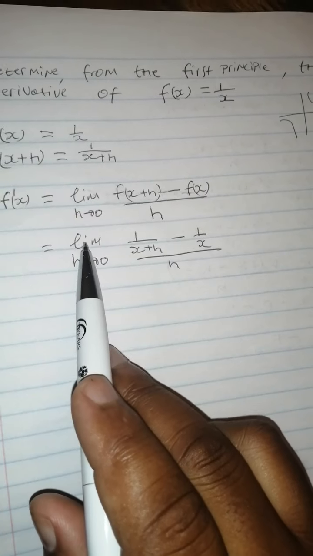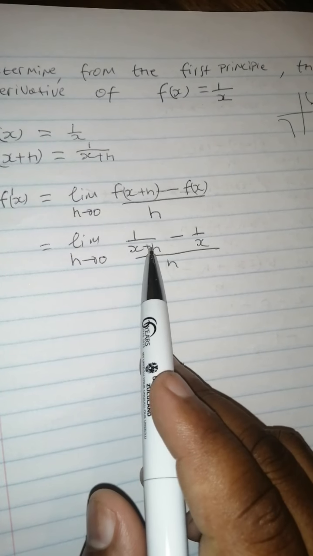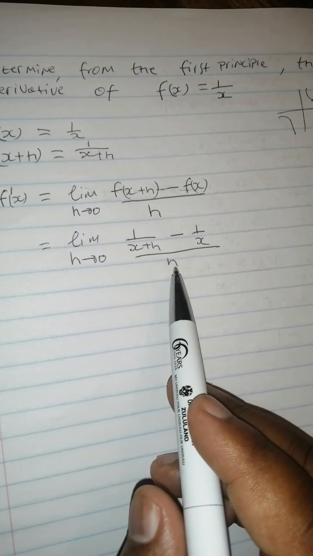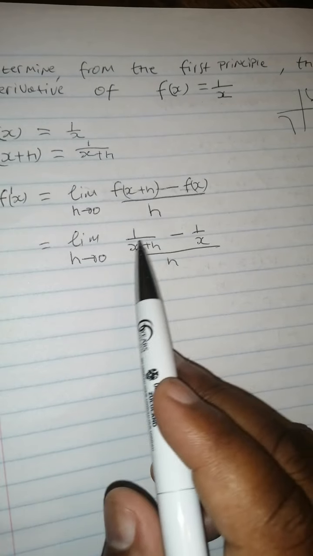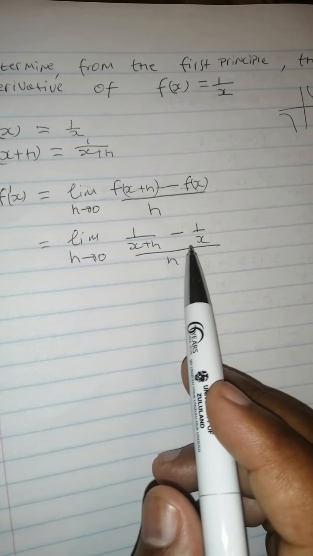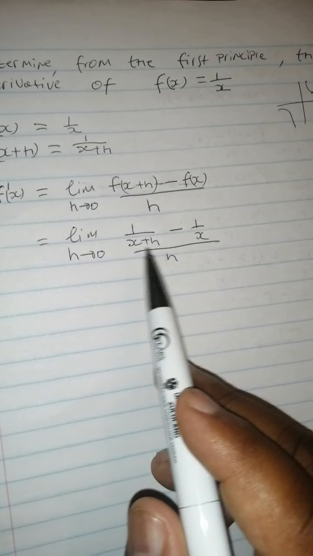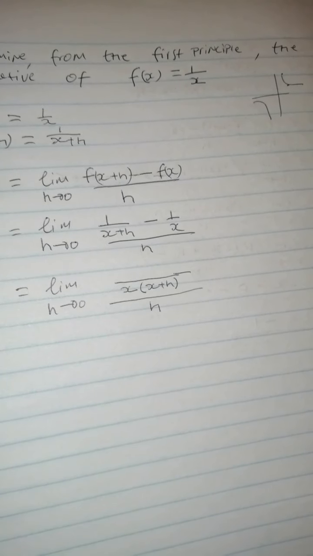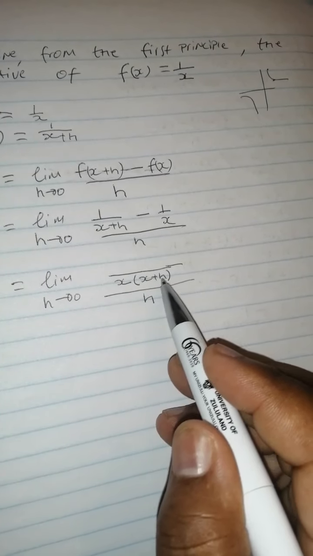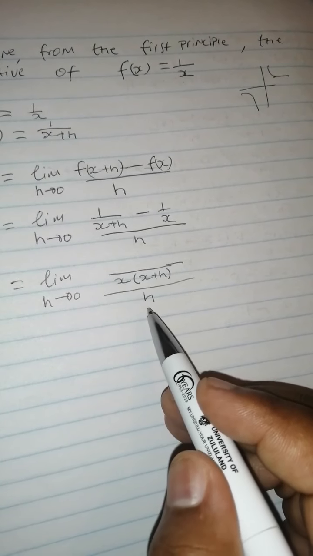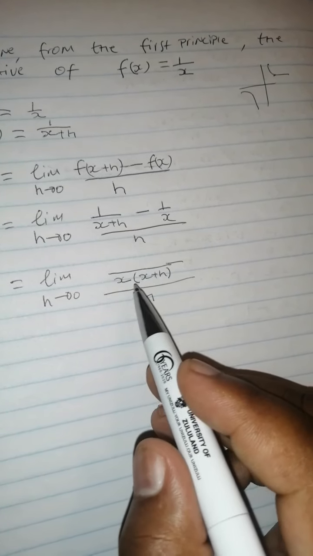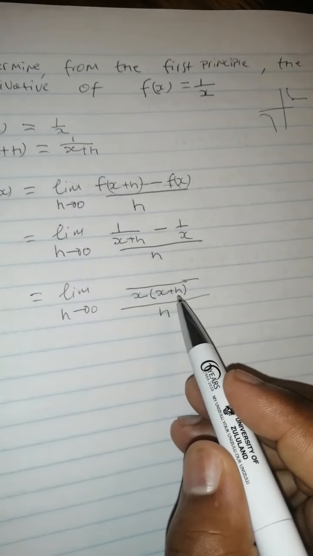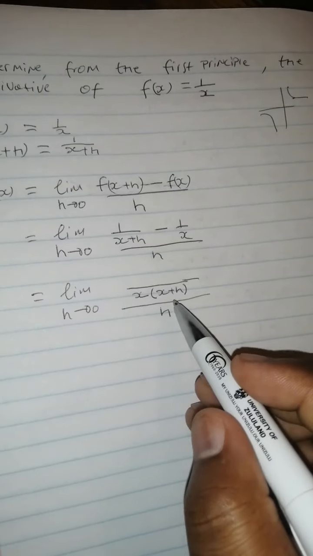As you can see, remember we've got our limit as h tends to 0. This is our f at x plus h minus f at x all over h. Now we need to work this out. These are fractions, okay? Now working with the fractions, you know that you must find the LCD. So in this case, it will be x times x plus h. Right, this is our LCD. Remember, everything is all over h. It's a fraction over a fraction. Okay, now let us work it out.